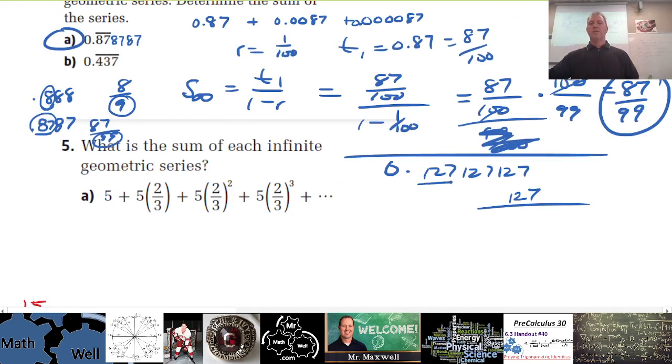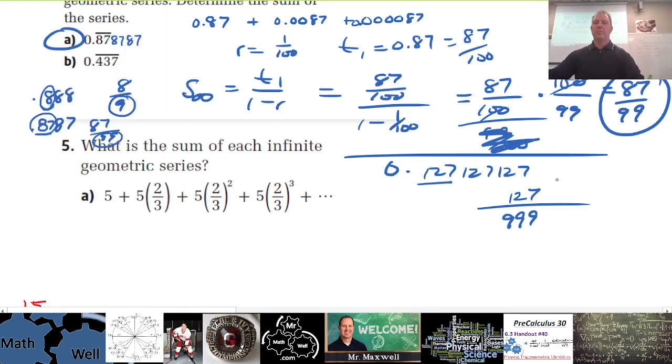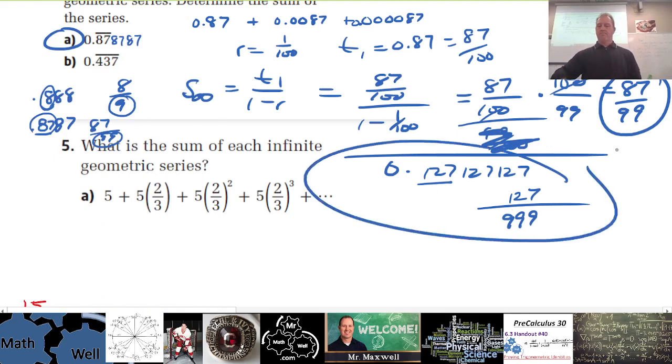If we have three digits repeating, how many nines would I put in the bottom? Maybe 3. Let's check that out. Math is about patterns, so it's good to recognize some patterns. 127 divided by 999, what's that going to be? Look at that, 127, 127, 127. So there are some patterns there that you can work with.